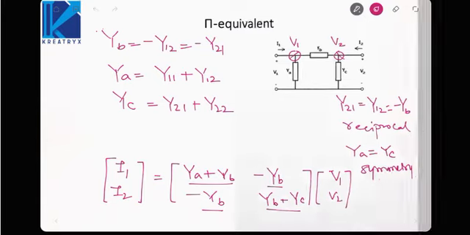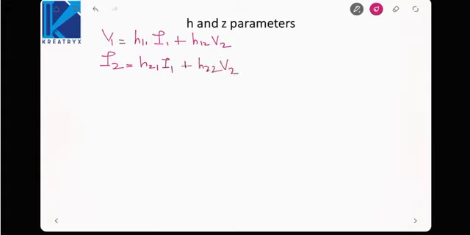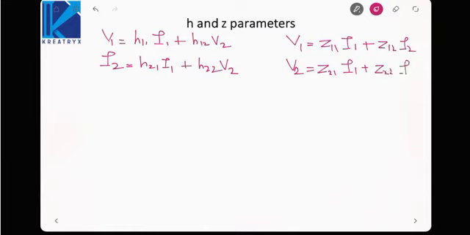Now, if you want to convert these parameters into one another, suppose we want to find the h equivalent of z parameters. Then, what is the relation in terms of h parameters? V1 is equal to h11 I1 plus h12 V2. I2 is equal to h21 I1 plus h22 V2. What about z parameters? V1 is equal to z11 I1 plus z12 I2, and V2 equal to z21 I1 plus z22 I2.